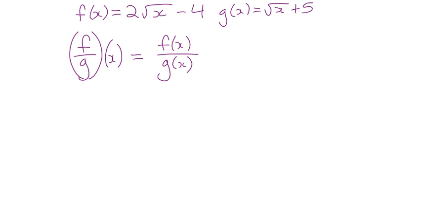Well, g of x doesn't equal 0. And g of x can't equal 0, but it can't equal 0 anyway, so we don't really have to worry about it because we're adding 5 to something which has the lowest value of 0. But x can't be less than what? Less than 0. X can't be less than 0, right? You just can't take any roots. Or another way to say that is x must be greater than or equal to 0, right?